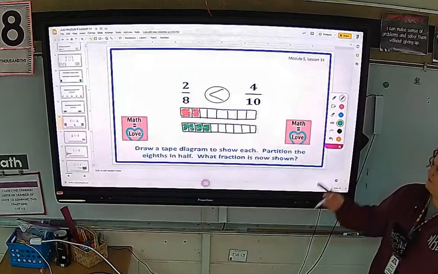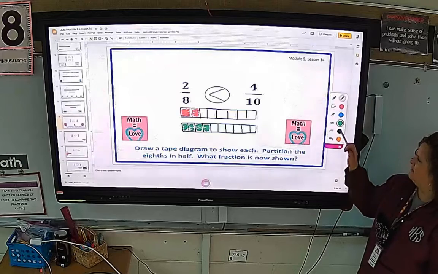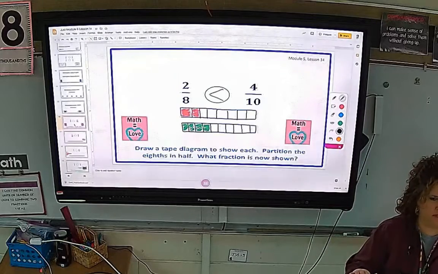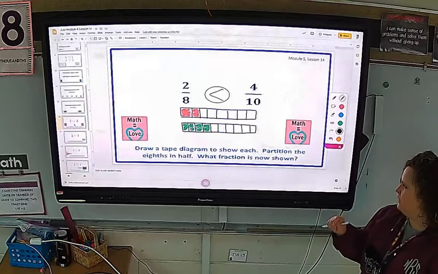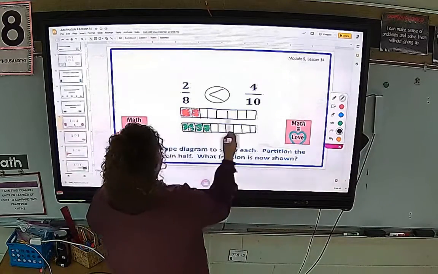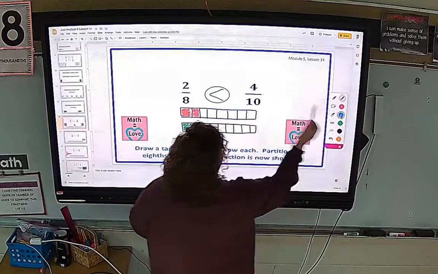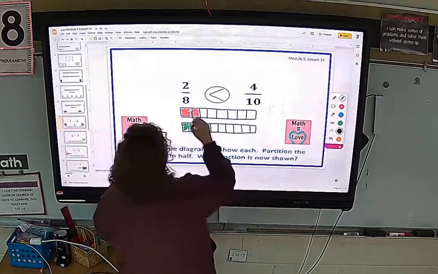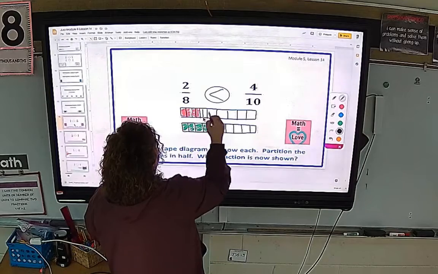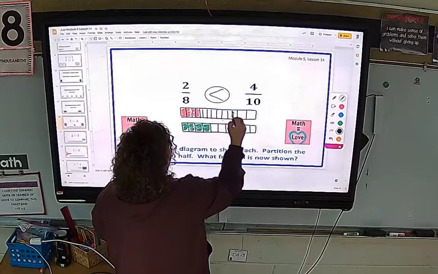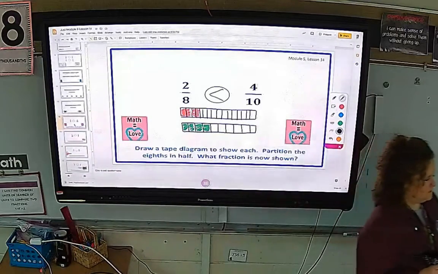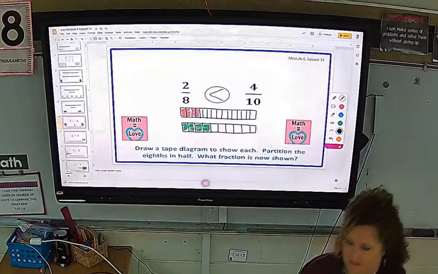Okay. Now the directions tell us to partition the eighths in half. And this is what they mean, that we're not creating equivalent fractions here. Well, in a way we are, but this is different than the horizontal lines. They just want us to make the eighths into 16ths. I'm going to go back to that color. So each of my eighths would get cut in half. Each little box, just draw a line down the center of it. Okay. A vertical line this time. We're just creating 16ths.